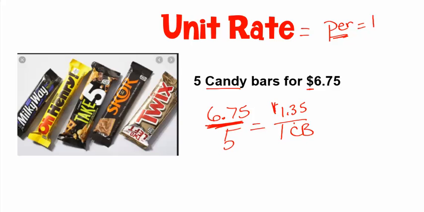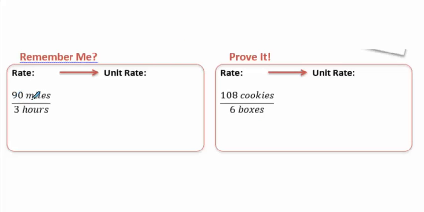All right, let's look at 2 other examples here. If I'm going to drive 90 miles in 3 hours, I want to know how far I'm going to go in 1 hour. That's why hours are on bottom. I just divide 90 divided by 3, comes out to be 30 miles per hour. If I look at this, I have 108 cookies in 6 boxes. I want to know how many cookies are in 1 box. That's why boxes are on bottom. I'm going to divide 108 divided by 6, and it comes out to be 18 cookies per box.